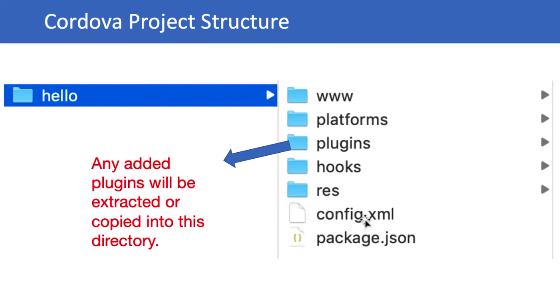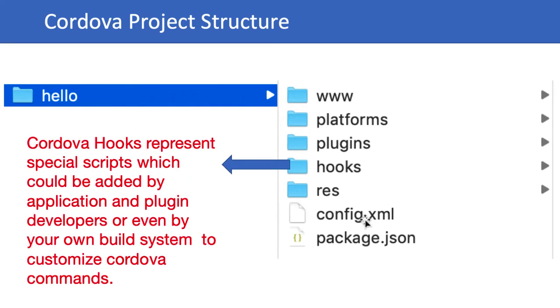Then the next folder is the hooks folder. The hooks folder basically represents special scripts which could be added by application and plugin developers, or even by your own build system, to customize Cordova commands. Any scripts you add to these directories will be executed before and after the commands corresponding to the directory name. This is useful for integrating your own build system, or sometimes for integrating with a version control system.